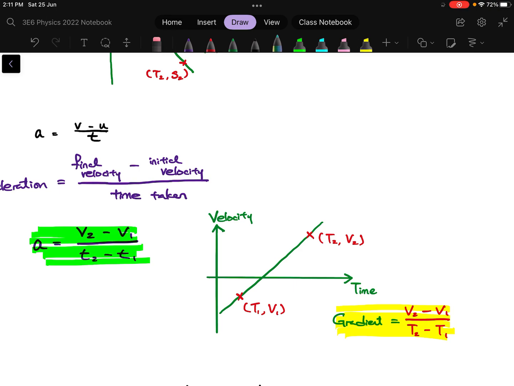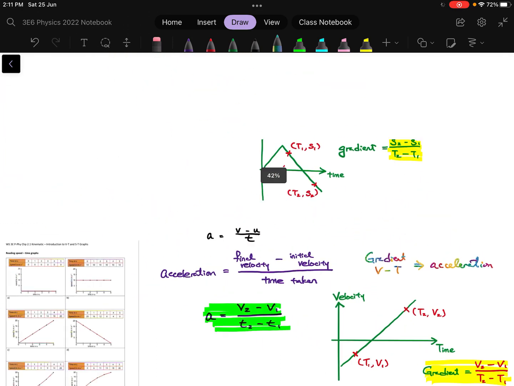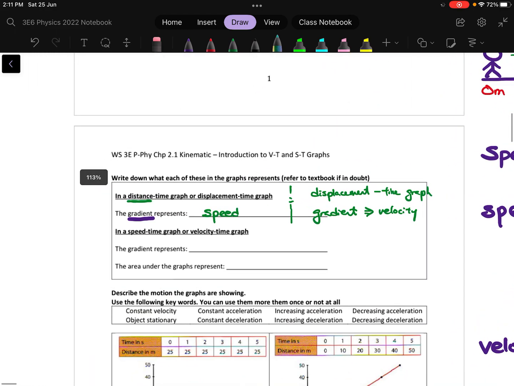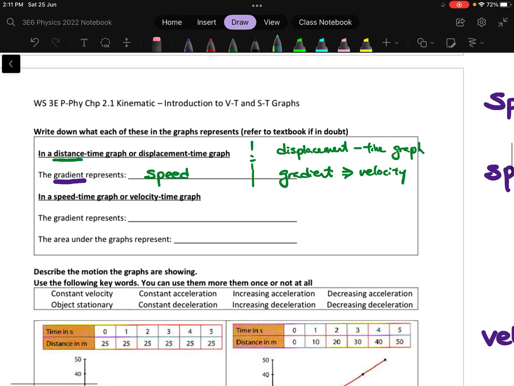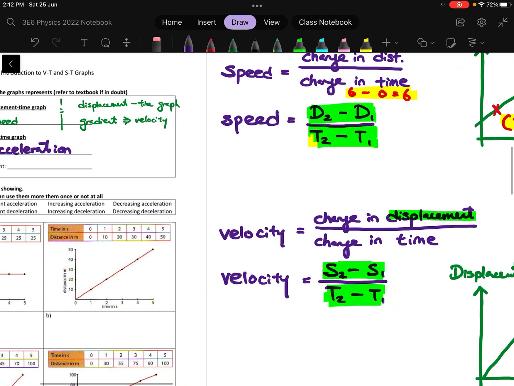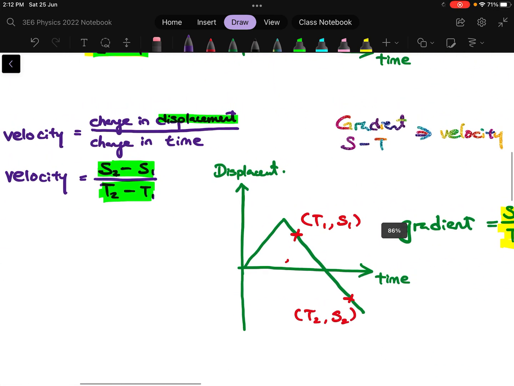So we can generalize this and say that the gradient of a velocity time graph will actually give us the acceleration of an object. So this is the second content knowledge that we learn, that in a speed time graph or a velocity time graph, the gradient will give us the acceleration. Okay. Now, how about other things?